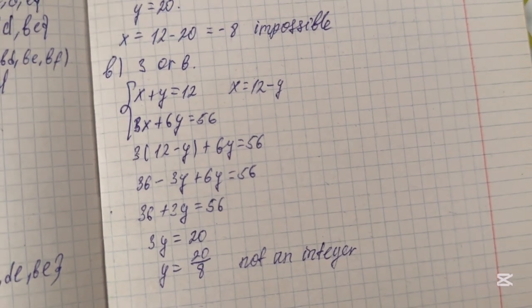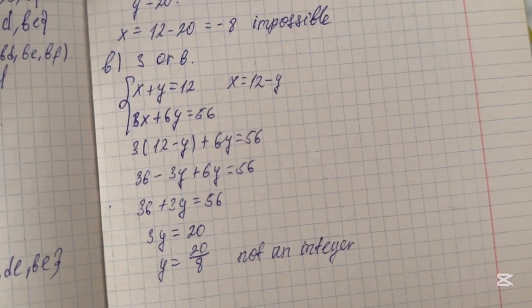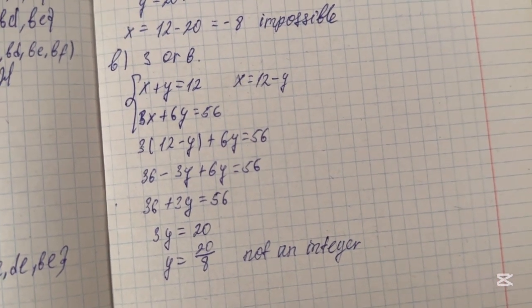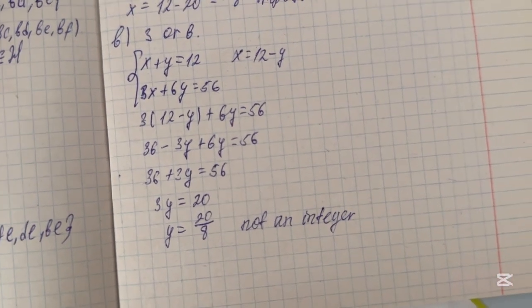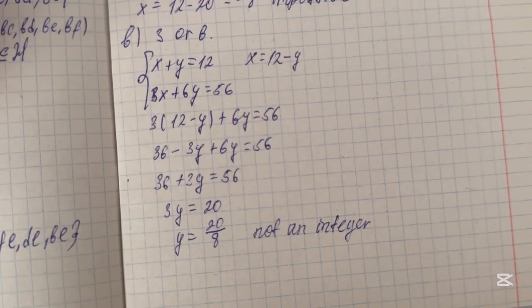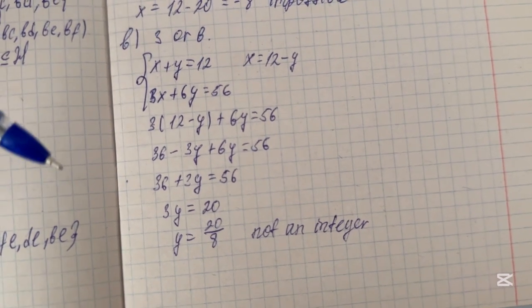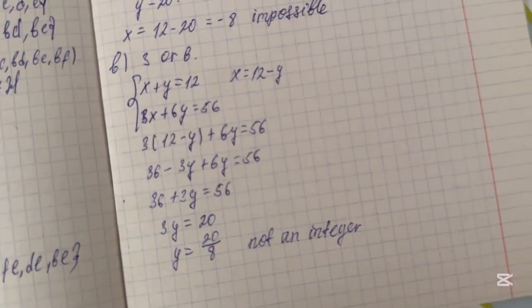So 36 plus 3y equals 56, which means 3y equals 20, and so y equals 20 divided by 3, which is not a whole number. So to conclude, in both cases, it's impossible to create a graph with these conditions.